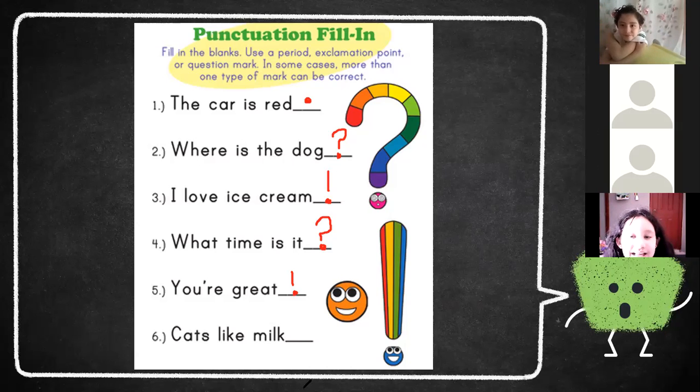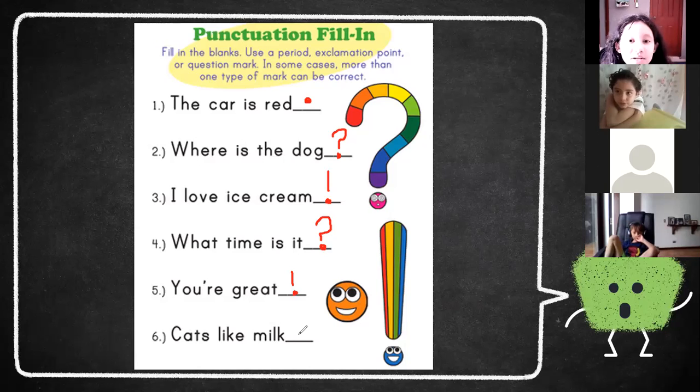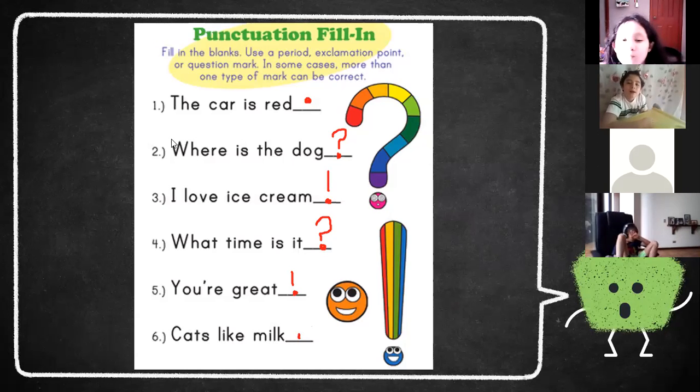Cats like milk is with period. With period, exactly. Okay, good job. This one is with period. Excellent. So let's meet. The first one, the car is red.